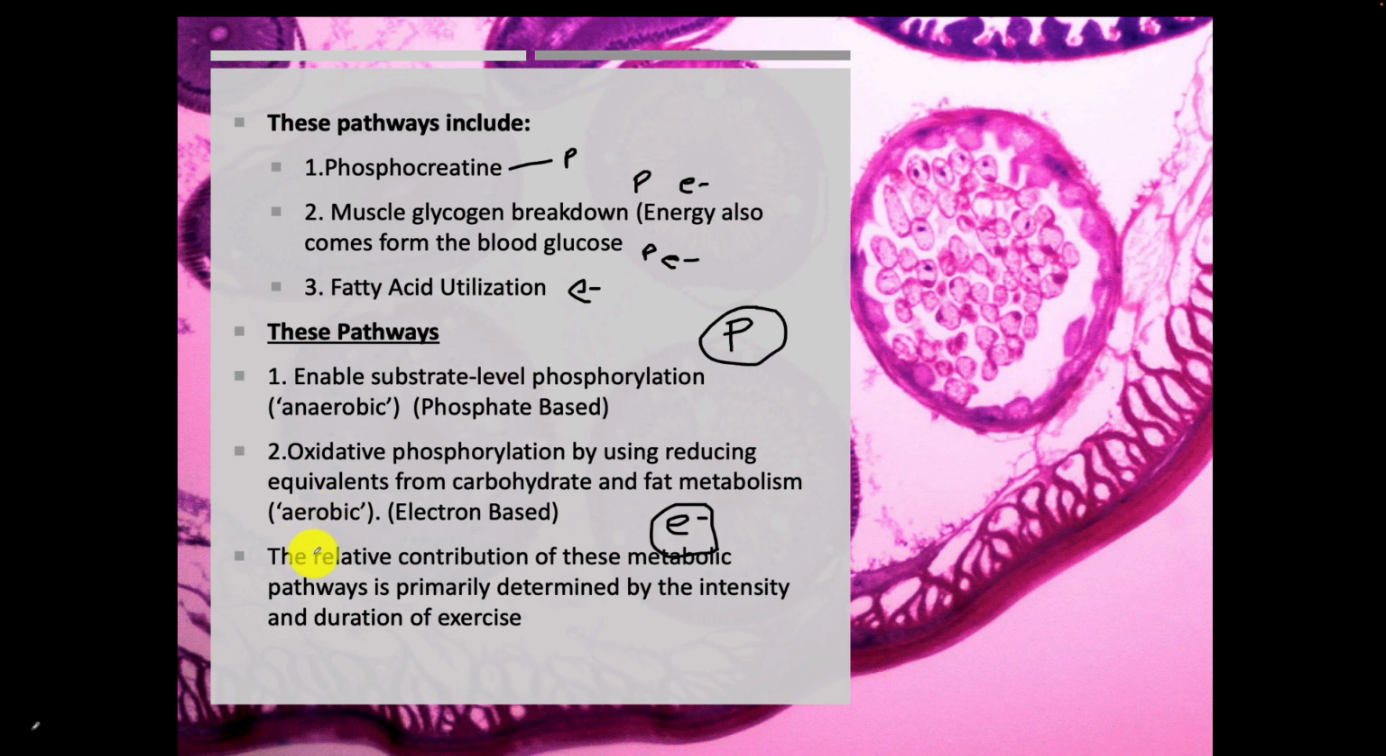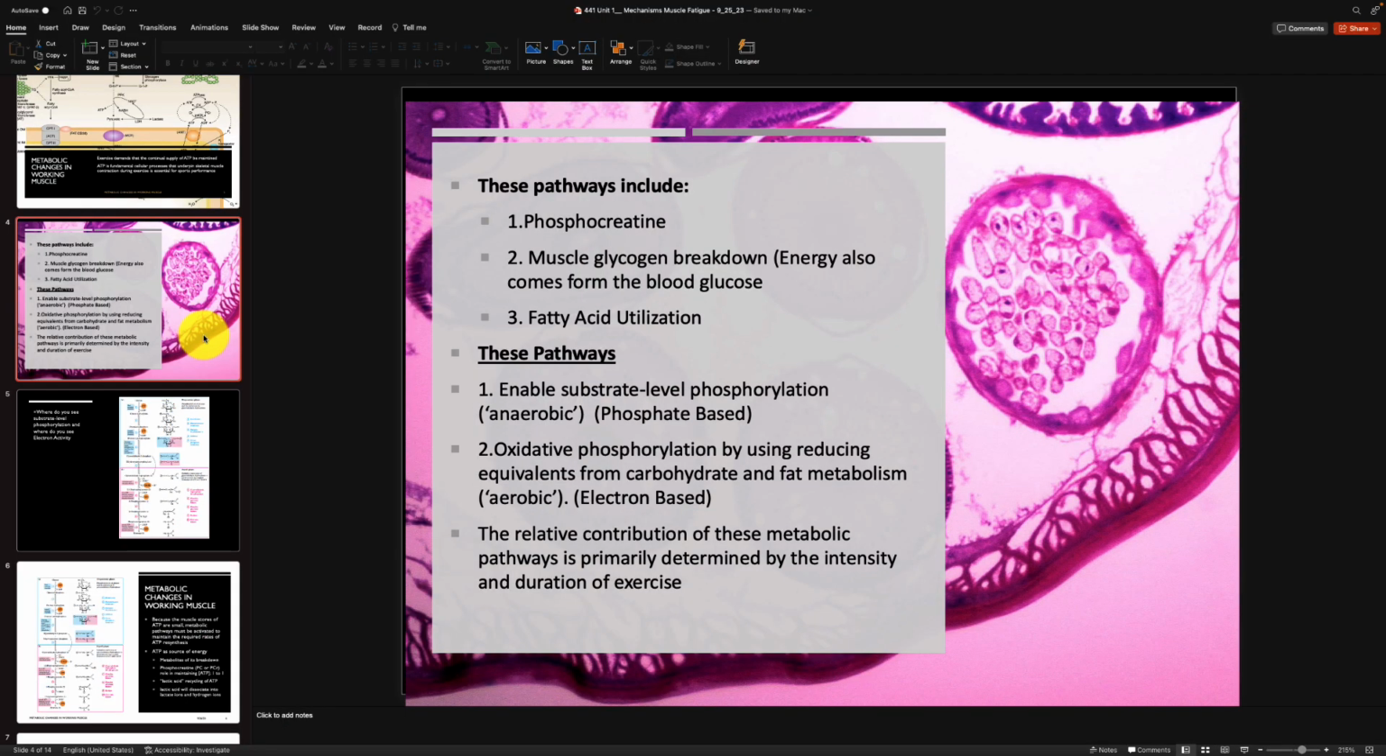So most importantly is the relative contribution of these metabolic pathways is primarily determined by the intensity and duration of exercise, okay? So phosphocreatine, generally high intensity. Anything with muscle glycogen, generally moderate intensity, and anything with fatty acid is low intensity. And again, we're dealing with phosphate and electrons as the primary substrates that are being used to generate energy. Okay, so let's concentrate on this one first here.